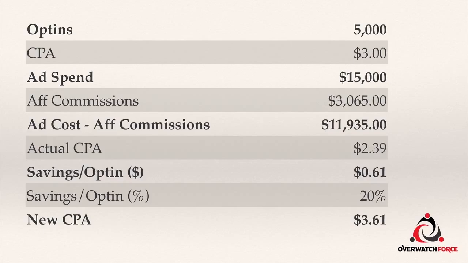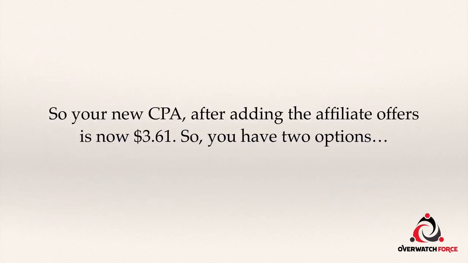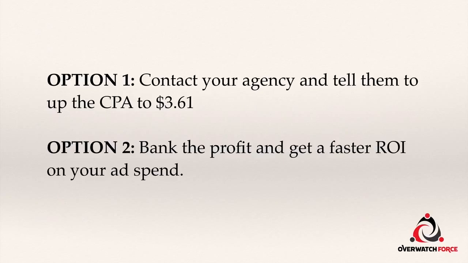So that's what you can actually go out and afford to buy new leads for instead of $3. And you did that by just adding someone else's product to your backend sequence. See how that works? So your new CPA after adding affiliate costs $3.61. So now you have 2 options. Either you can go contact your agency and say, hey, ramp it up to $3.61 or $3.50, okay? Whatever you want to tell them, but you can increase it.